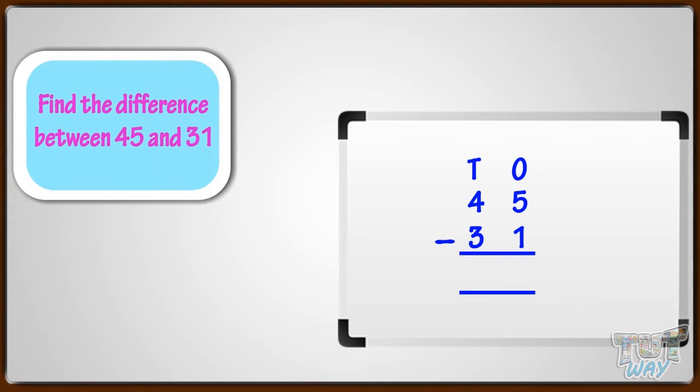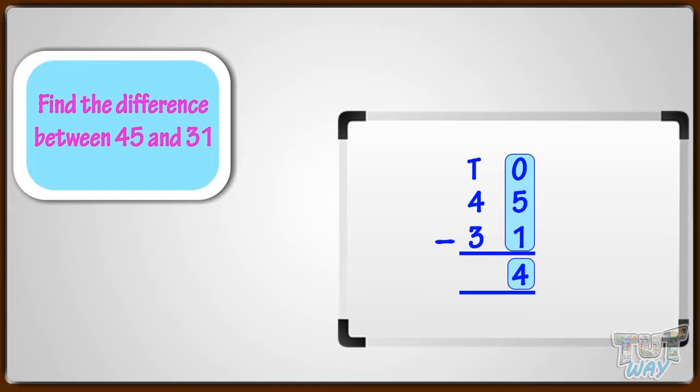Find the difference between the numbers at ones place. That is 5 and 1. 5 minus 1 equals 4. Now, write the difference below ones place digits.